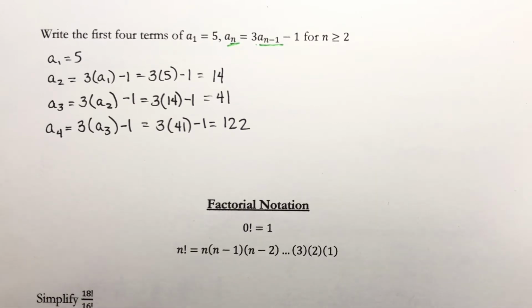So this is how recursion formulas work. You're given at least one starting point, and then you're given a rule to get other parts of the sequence.